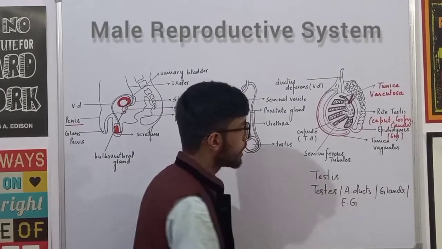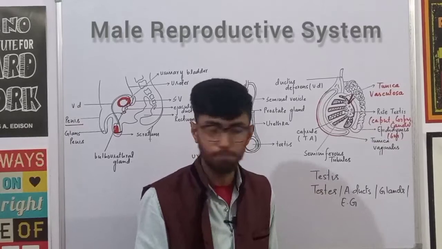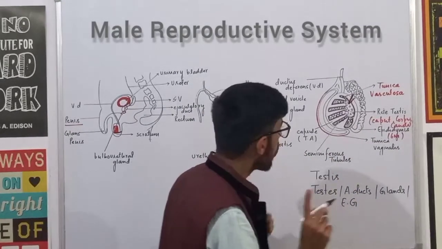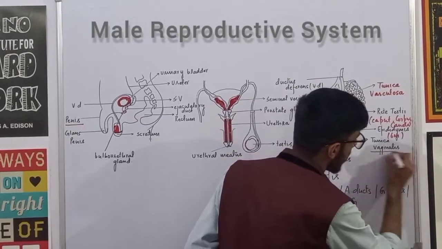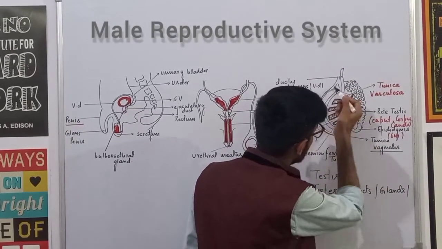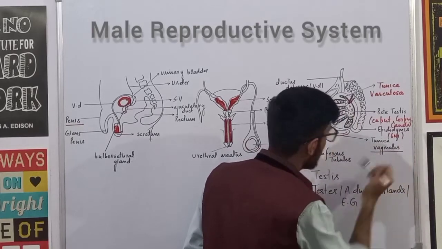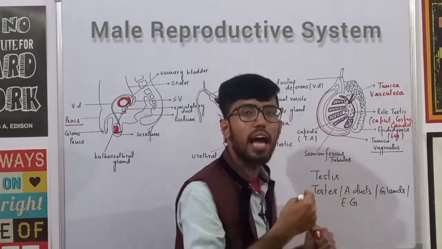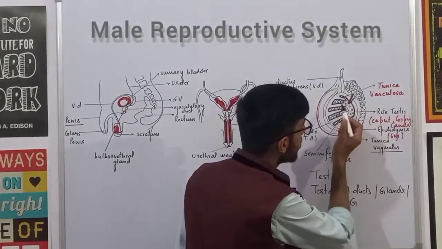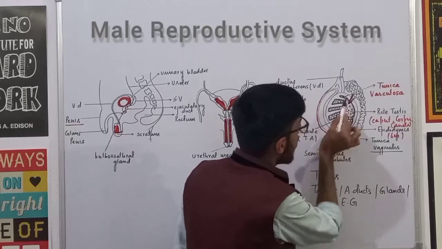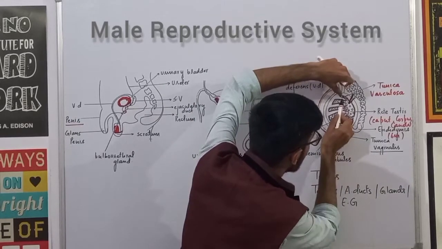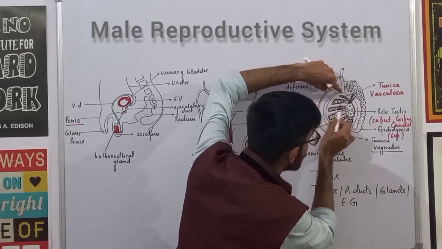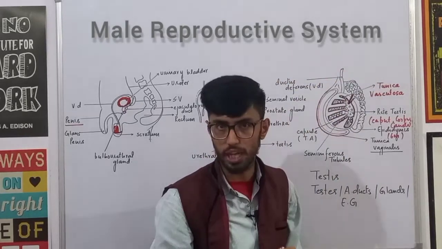Now we'll talk about the testis, that is the primary organ. The testis is covered by three layers. On the outside, we have the tunica vaginalis. Interior to tunica vaginalis is the capsule or the tunica albuginea, and the one that lines the testicular lobules. In this diagram, we can easily see I have drawn some lobules or chambers. The layer that lines the chambers is the tunica vasculosa.